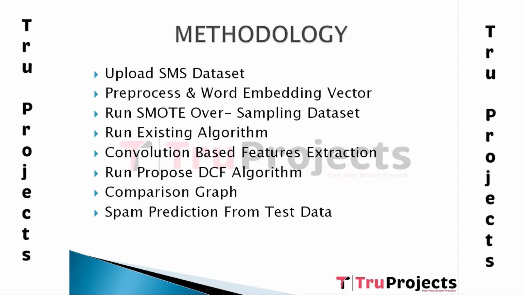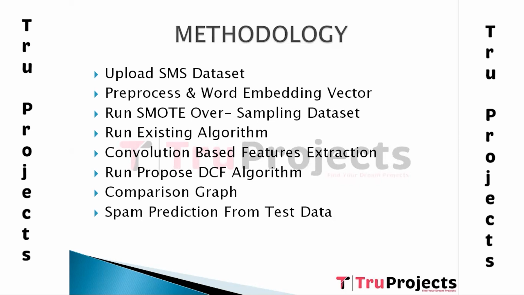Then the third module runs SMOTE oversampling on the dataset. By this module, we will apply the SMOTE algorithm to balance the dataset and then split the dataset into train and test, where the application uses 80% of the dataset for training and 20% for testing. Fourth module, run existing algorithm. As the existing algorithm, we have support vector machine. We input 80% of the training data to the support vector machine to train the model, and this model will be applied on the 20% test dataset to calculate prediction accuracy.